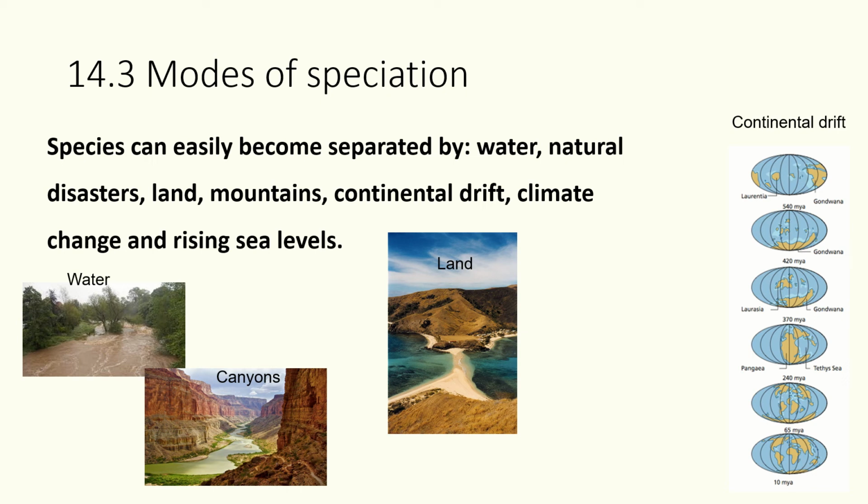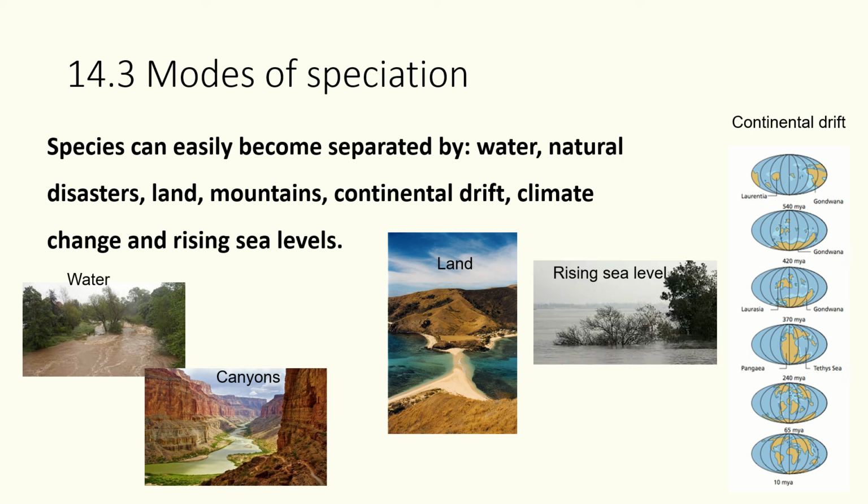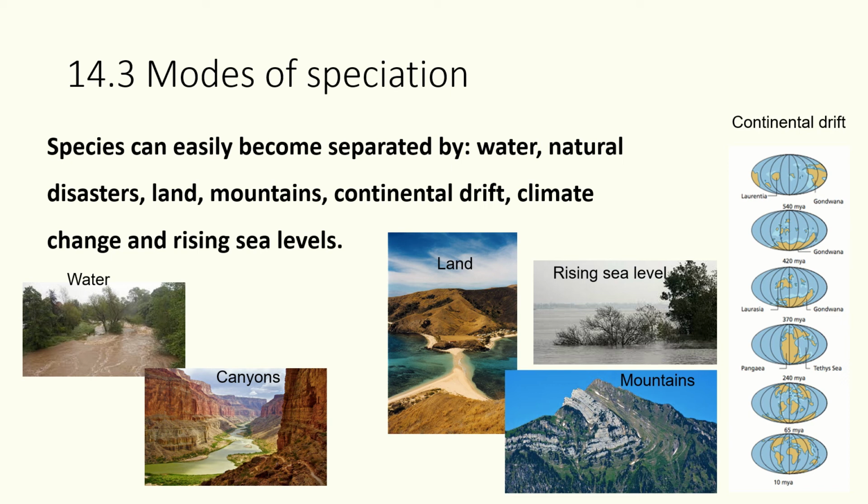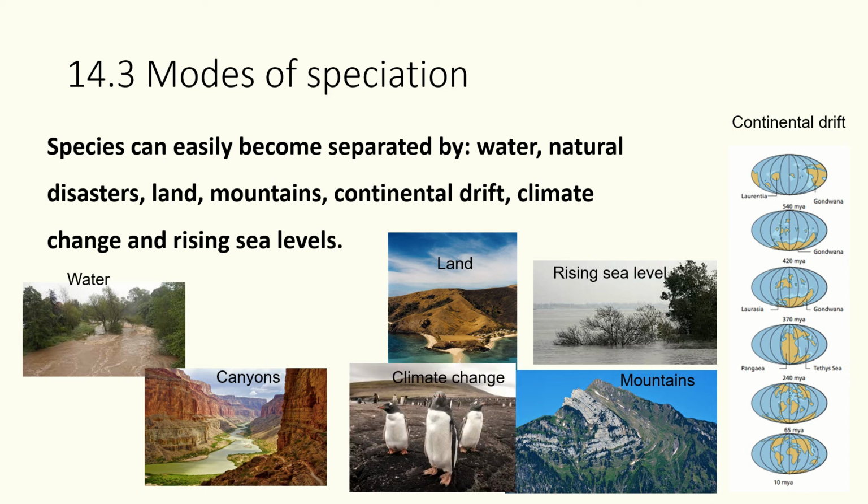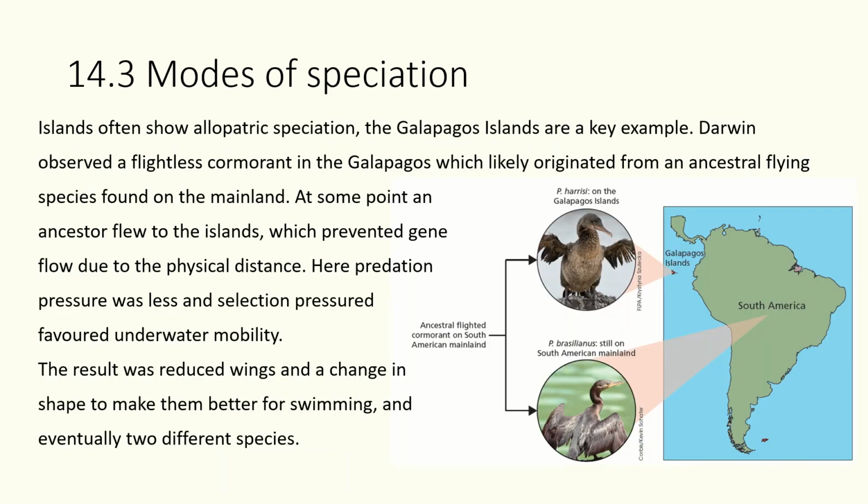They could be separated by land all of a sudden forming. If you've got a population that lives in an estuary situation, they can be separated by sandbars with changing sea levels. Rising sea levels we've already talked about, mountains and all those massive tectonic changes. So anything that's a physical or geographical barrier is going to effectively separate populations, resulting in allopatric speciation. Climate change is also another major one.